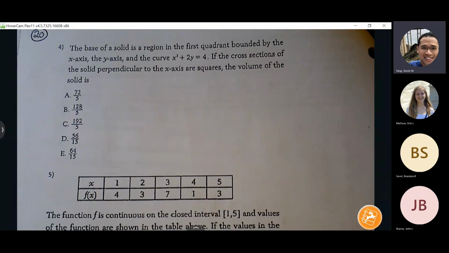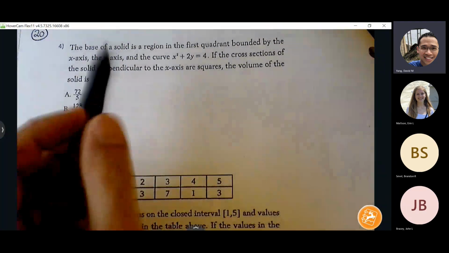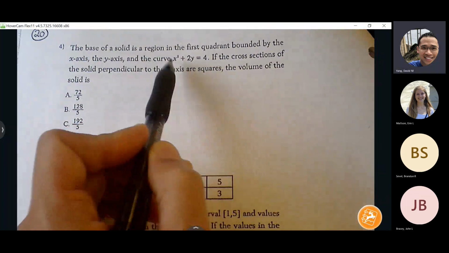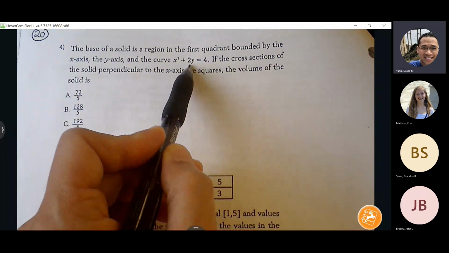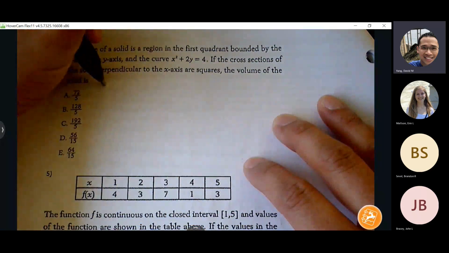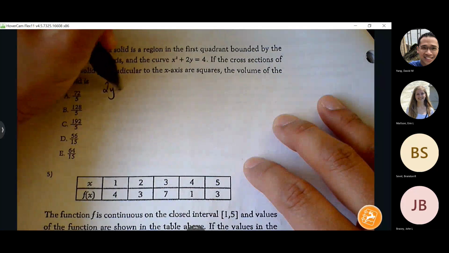All right, number 20. The base of a solid is a region in the first quadrant bounded by the x-axis, y-axis, and the curve x squared plus 2y equals 4. Again, we're dealing with cross sections of squares. Find the volume of the solid. It's hard to visualize what this graph may look like, so we want to solve for y so we can have a better idea as to what it could be.